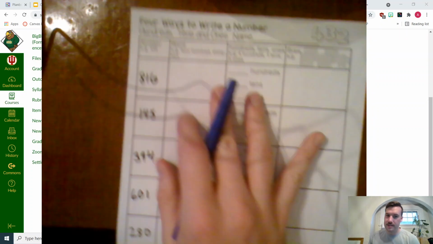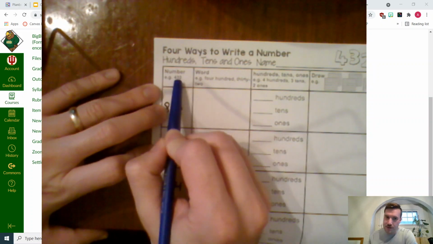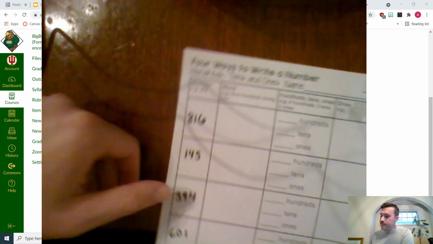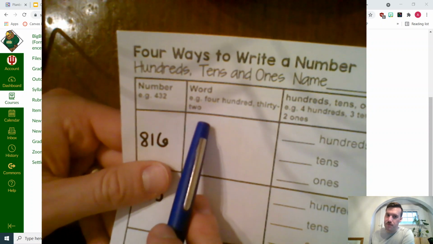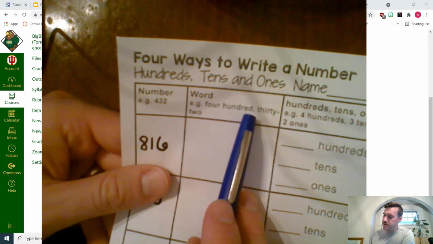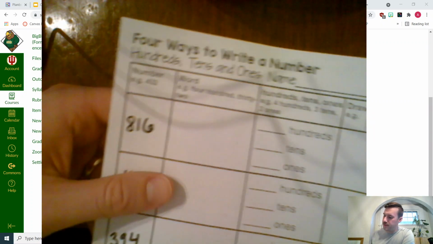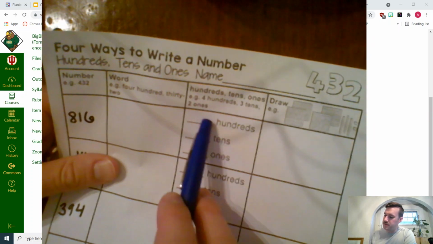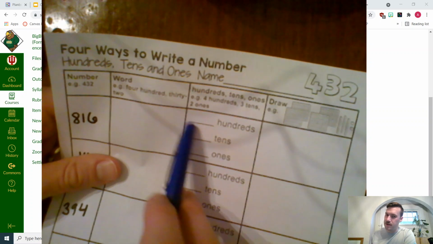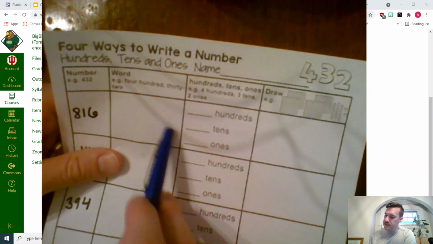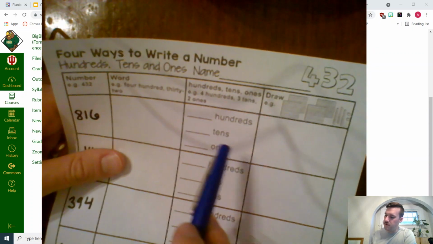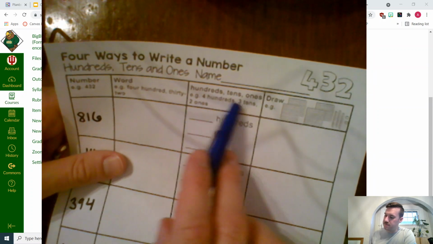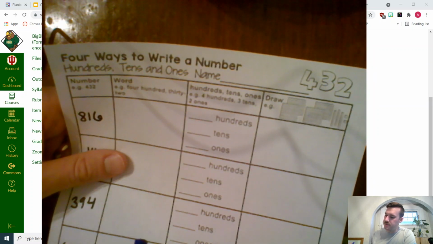word form. So the example that they've given is 432. And it says in word form, so you're going to write it out in word form, 432. Then you've got all these hundreds, tens, ones. So how many hundreds are in 432? How many tens are in 432? And how many ones? So this one says 4 hundreds, 3 tens, and 2 ones.